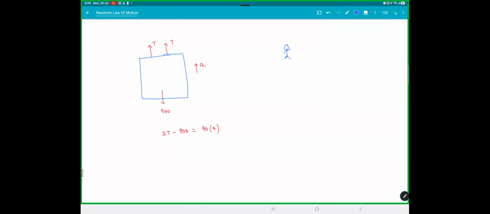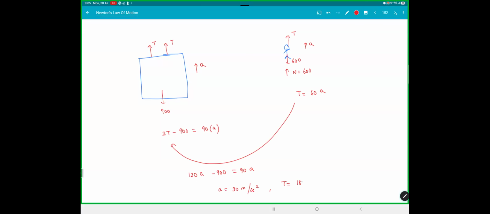Now, for the man, if you look at the forces, tension, your own weight 600, and you're saying the reading also shows 60 kg, so N is also 600, and this is the acceleration. So T is equal to 60a. Perfect. Take this, dump it here. This will be 120a minus 900 is equal to 90a. A is equal to 30 meters per second square.